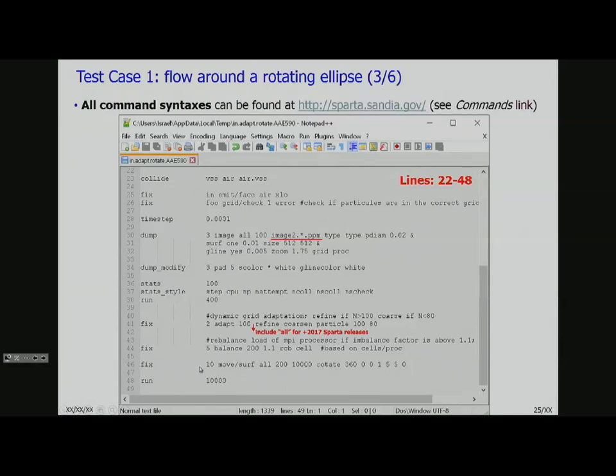Yeah, and in this case, this is how they're rotating here. Actually, I'm not super familiar. I've never had to move a surface in SPARTA, but I guess this is the command to do it.